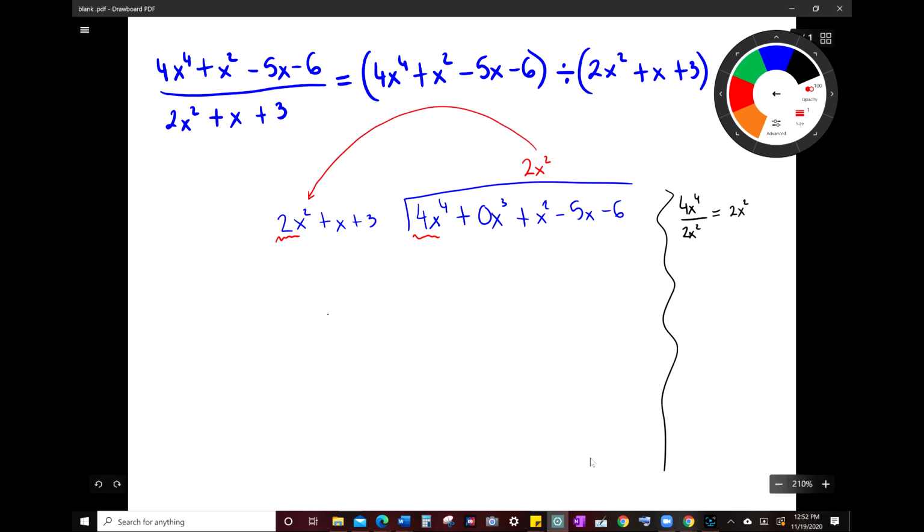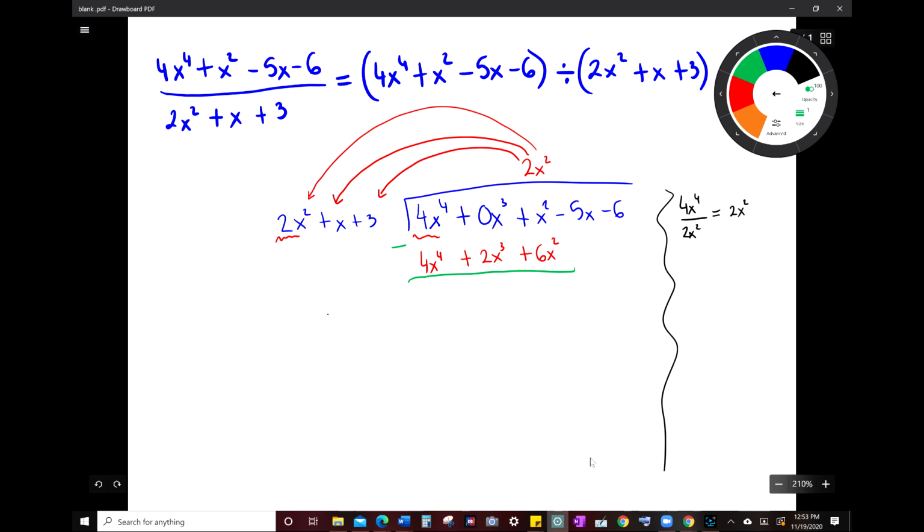Now for the next step, you take 2x squared and multiply by 2x squared here. That means you get 4x to the 4th. Then you take 2x squared and multiply by the x here. That means you get 2x cubed, and that's the reason why we need the replacement 0x to the 3rd power. And then next we have 2x squared times 3, so that will give you 6x squared. Now the next step, we do subtraction.